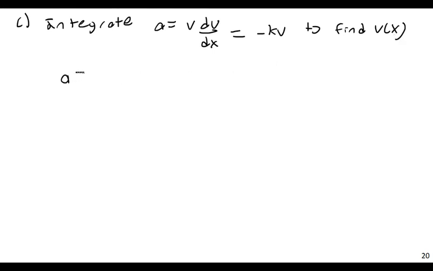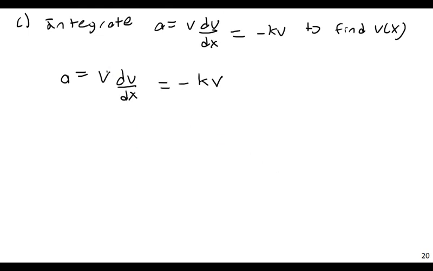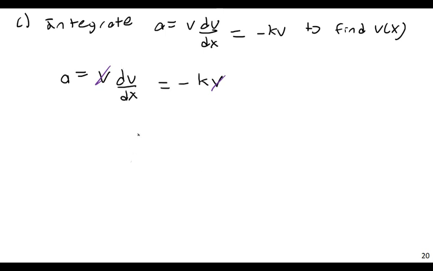And so I know that acceleration can be thought of as v dv dx, or equal to negative kv. So relating just these two here, how might I relate this? Well, if I focus on just these two here, what I can do is immediately cancel out the v's. And then I can say that dv is equal to negative k dx.